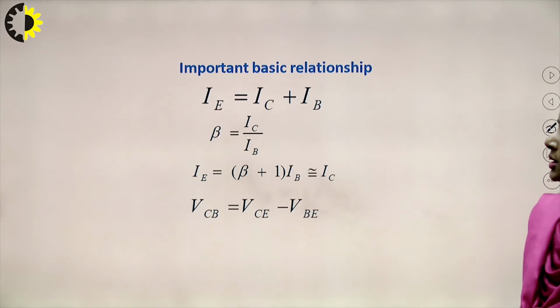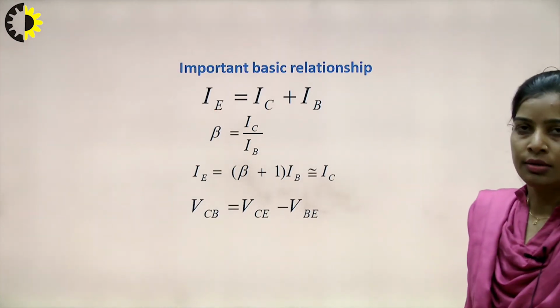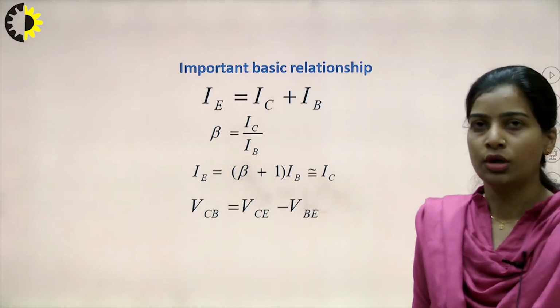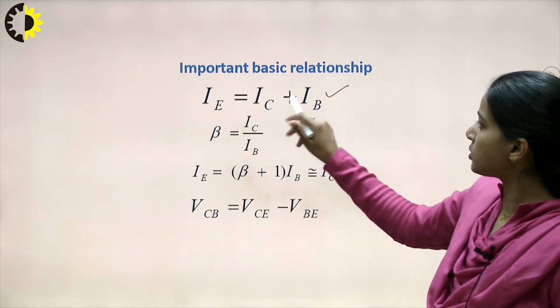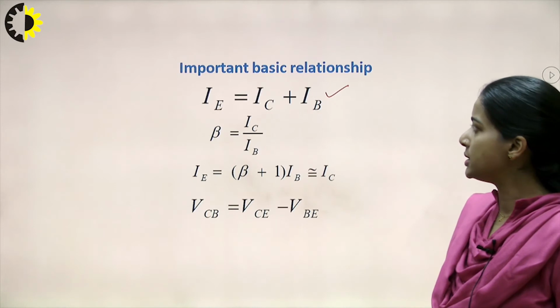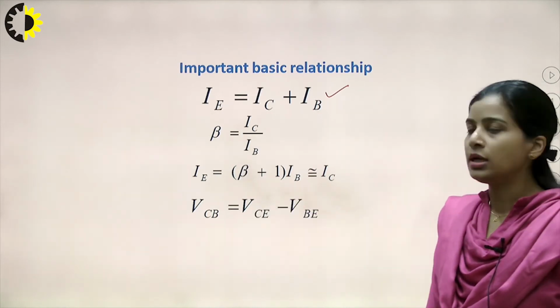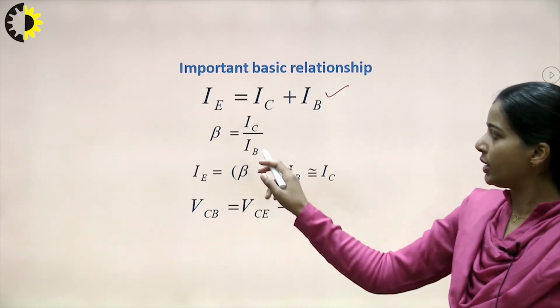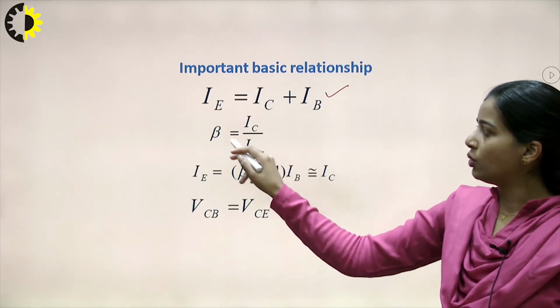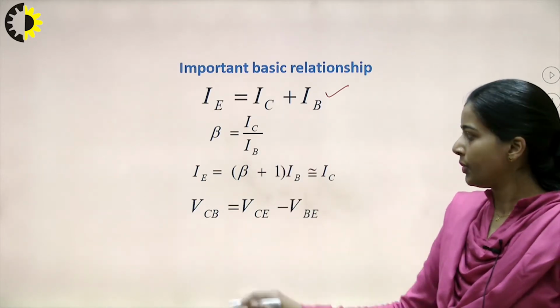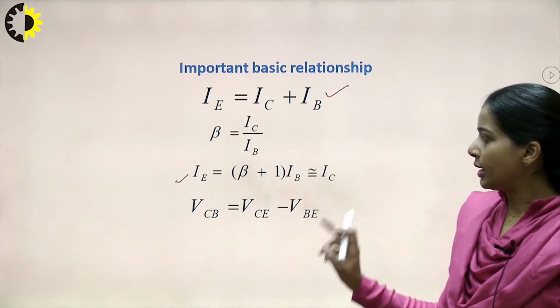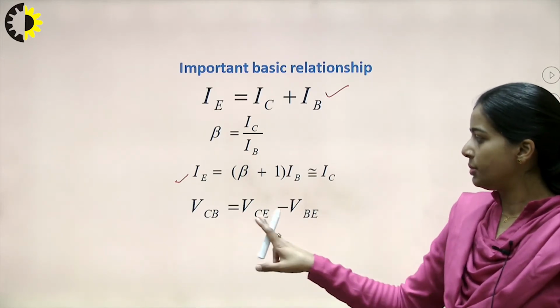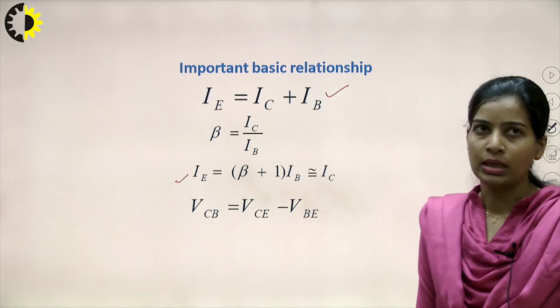These are important basic relationships that we will need for the study of BJT biasing, which I told you also earlier: IE is equal to IC plus IB; beta is equal to IC upon IB, or we can write IC is equal to beta IB; IE is (beta plus 1) IB; and VCB is VCE minus VBE.